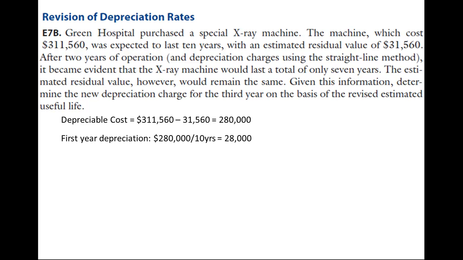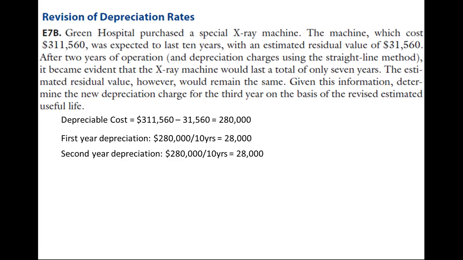Then, for the first year, under the straight line method, we take our depreciable cost and divide it by the 10 years we estimate that it will last. Because keep in mind at this point, when we are actually in year 1, we don't realize that it's going to change. So for year 1, we're going to depreciate $28,000.